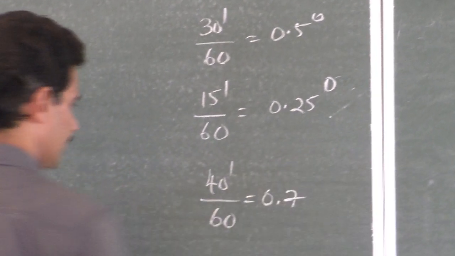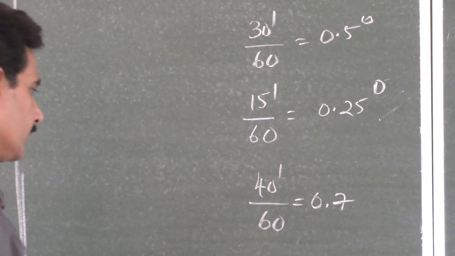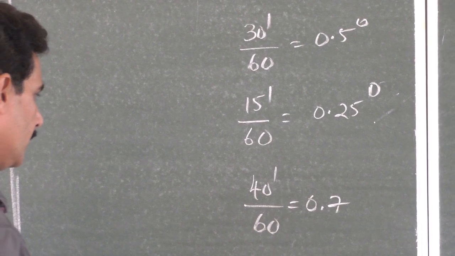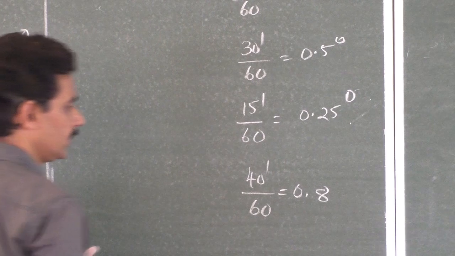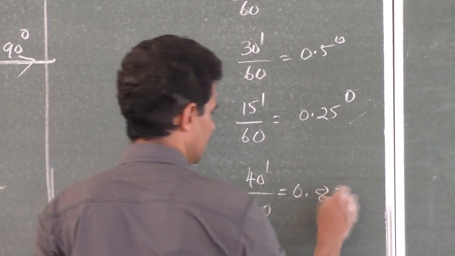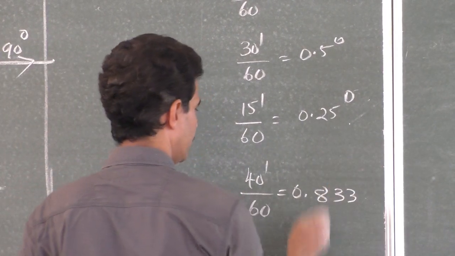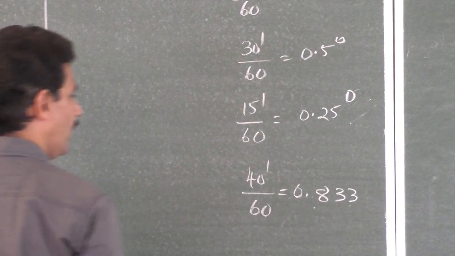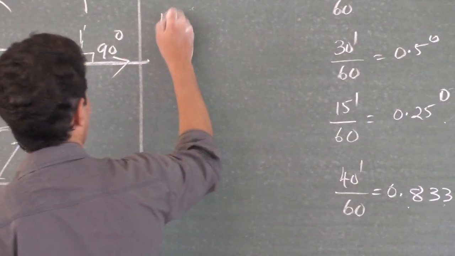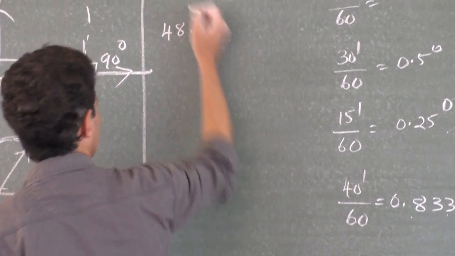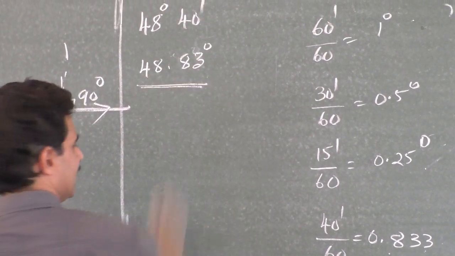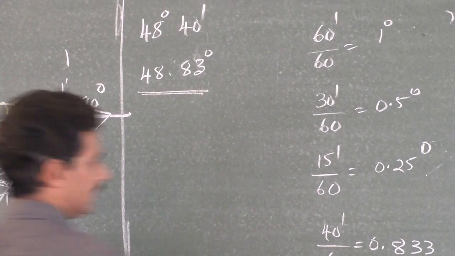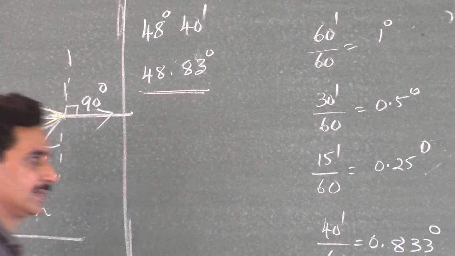6 7s are 42, 8 remaining. 8s are 48, 2 remaining, 3 something, right? 0.833. So 0.8 I will take almost. So shall I write it as 48.8 degrees, right? Or 83 degrees, right? 48.8 degrees is enough. So this is 0.8 degrees, 40 minutes by 60.